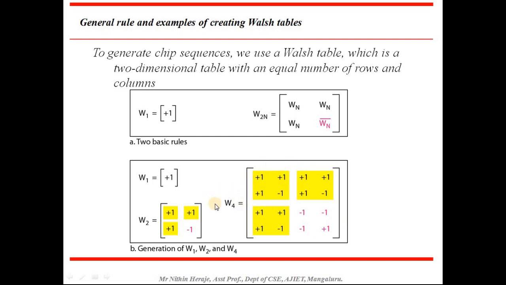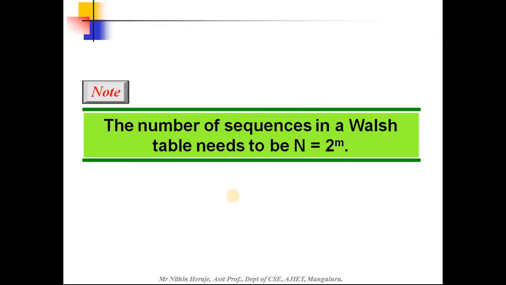Next you have again W2 of N, that is nothing but W8. You can have W8, okay, where you have 8 cross 8 elements over there. Okay, so that is the next example you can try. Alright, the number of sequences in a Walsh table needs to be N equal to 2 power m. So N should always be 2 power m. So this is the point to remember.